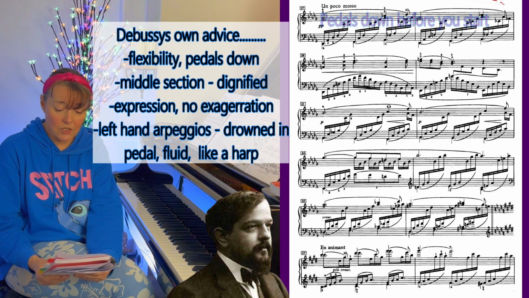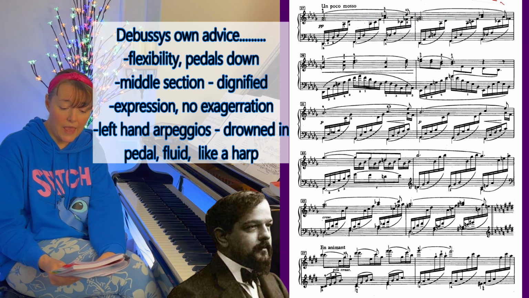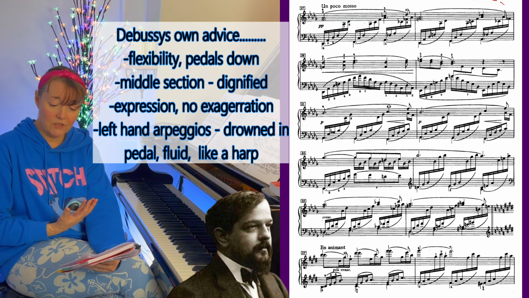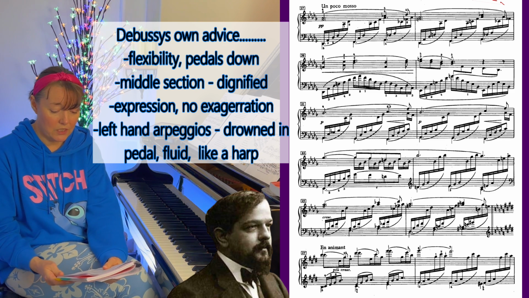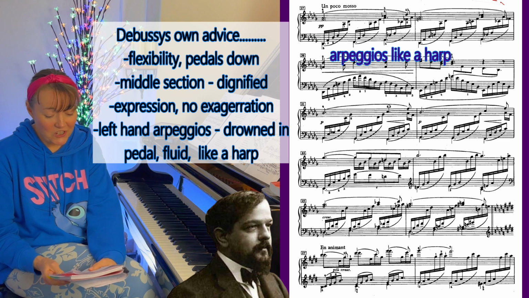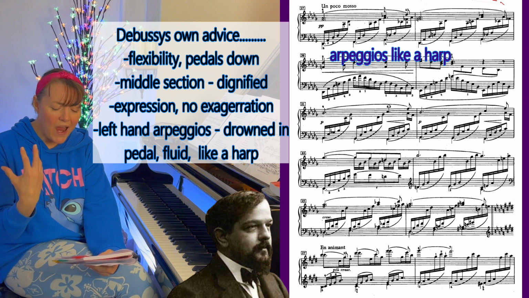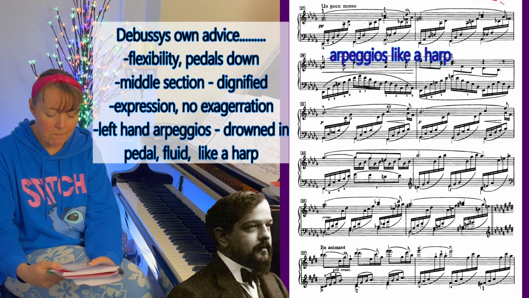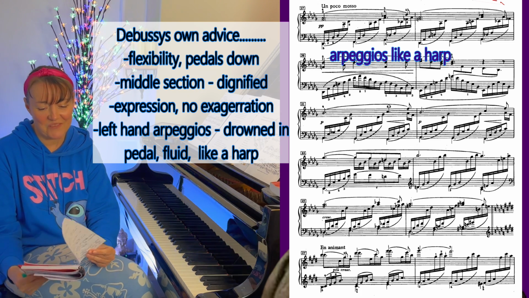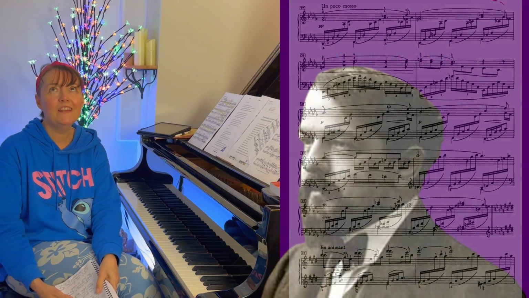In the middle section, as the passion builds, Debussy said he wanted dignified expression, not to exaggerate the crescendos or too much rubato. When the left hand has its arpeggios, Debussy said he wanted them drowned in pedal, fluid and mellow, like a harp with a background of strings. I think those are really lovely descriptions, and doesn't it just give you goose pimples to think that's what Debussy actually told a person having a lesson on the piece?